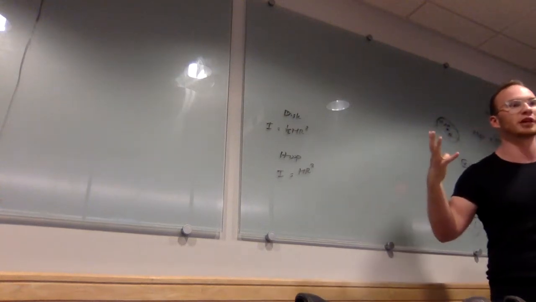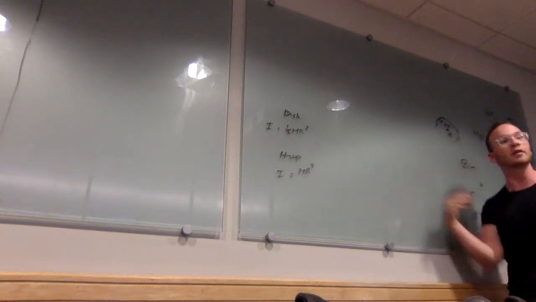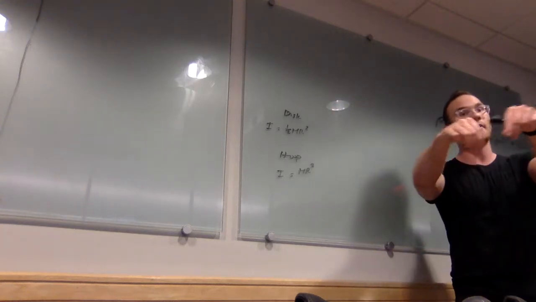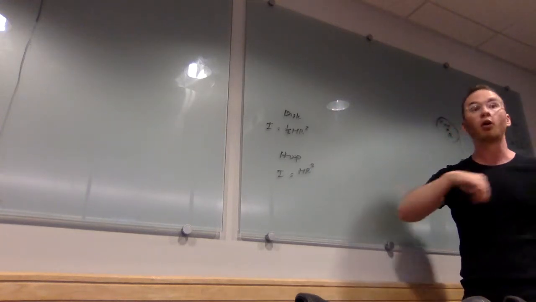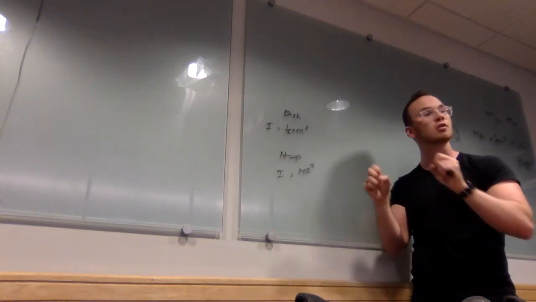It's very imprecise what I'm saying, but it's not that hard to spin a disk because you don't actually need to get all of the mass going at really fast speed. With a hoop, if you had that same amount of mass, you would need to get all of it to go really fast. So that's why it's, in some sense, twice as hard.